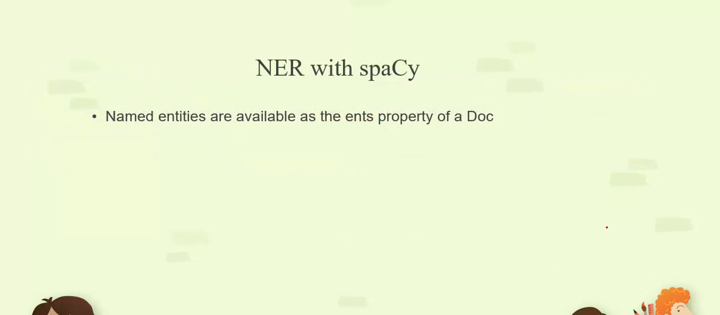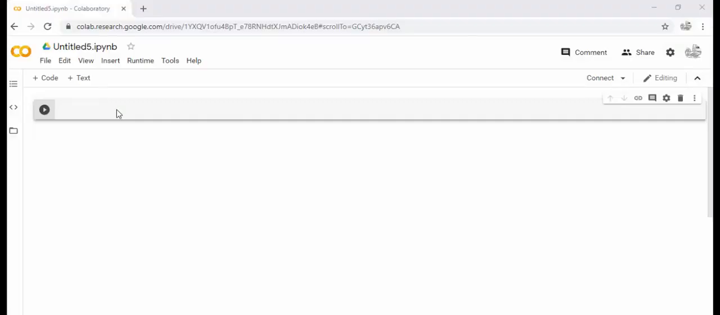Now, when we use spaCy, these named entities are available using the ents property of a particular document. If you have gone through the previous lecture on POS tagging, remember we have used certain properties like tag underscore or pos underscore. This particular property ents is used for named entity recognition. Today we'll start with doing some basic named entity recognition using spaCy, and in the subsequent lecture we'll do some more complex tasks using spaCy in the field of named entity recognition. So let's start implementing. So here we go.